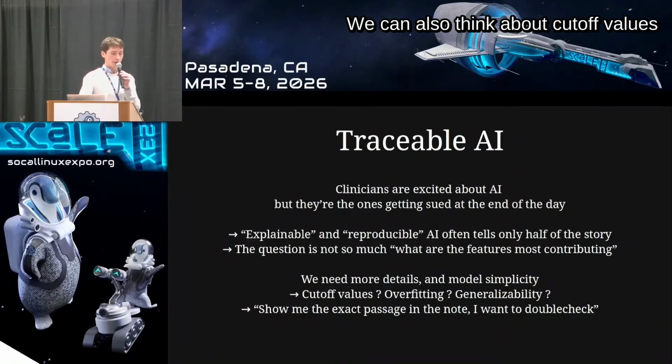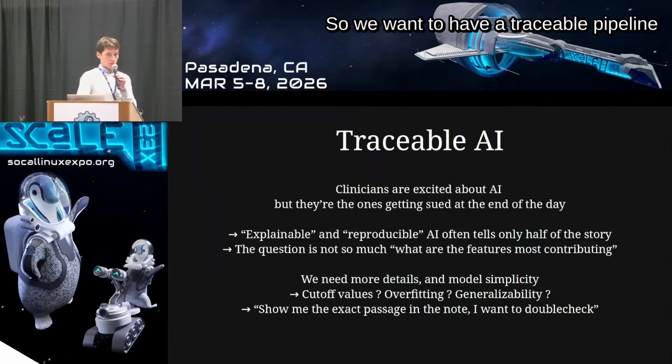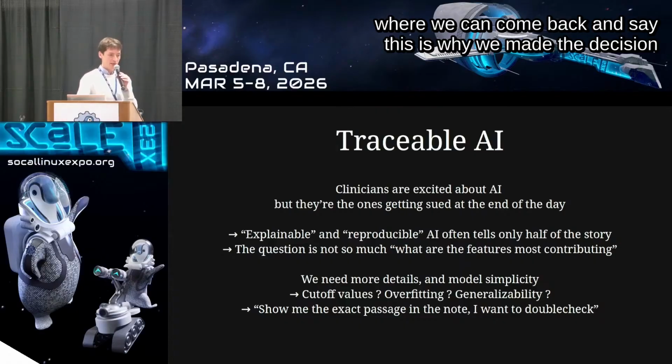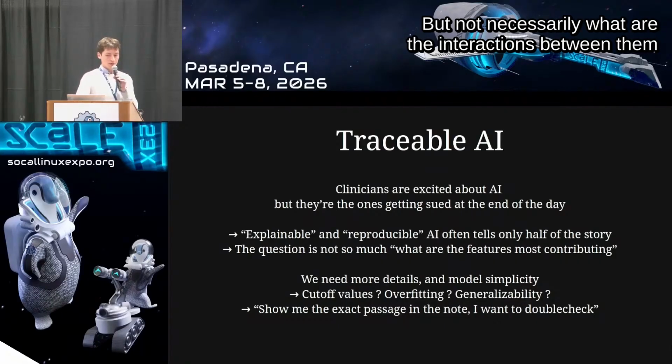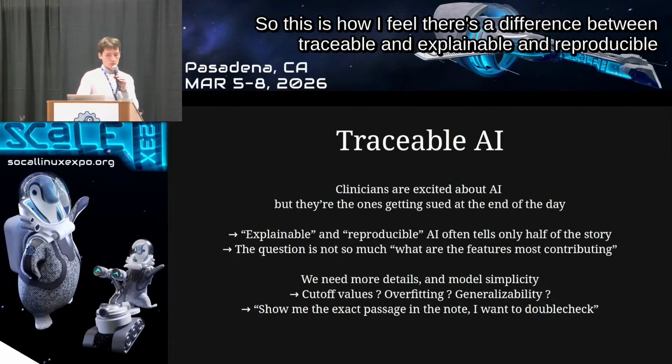We can also think about cutoff values, overfitting problematics. So we want to have a traceable pipeline where we can come back and say, this is why we made the decision. I think that explainable often just says these features contribute, but not necessarily what are the interactions between them. So this is how I feel there's a difference between traceable and explainable and reproducible.